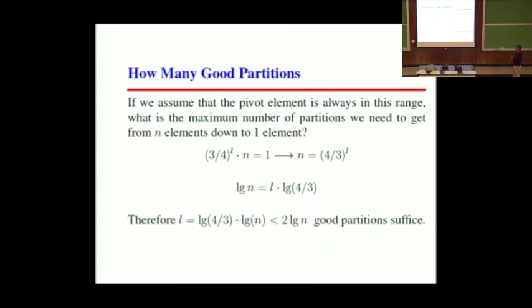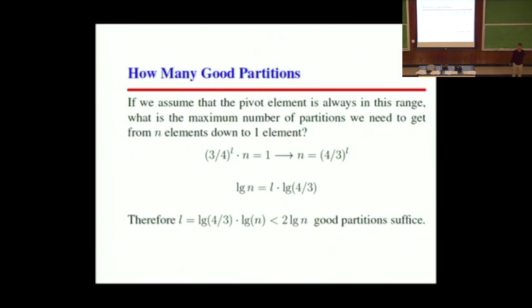What is the L such that (3/4)^L times N is equal to 1? That's the same as, by multiplying both sides by 4^L and dividing by 3^L, I get N equals (4/3)^L. What is L? L is basically the log base 4/3 of N. If I hit both sides with the log, this is going to be L times the log of 4/3, and this is going to be log N. Basically, log of 4/3 is a constant. This is telling me that the height of this thing is going to be log N.